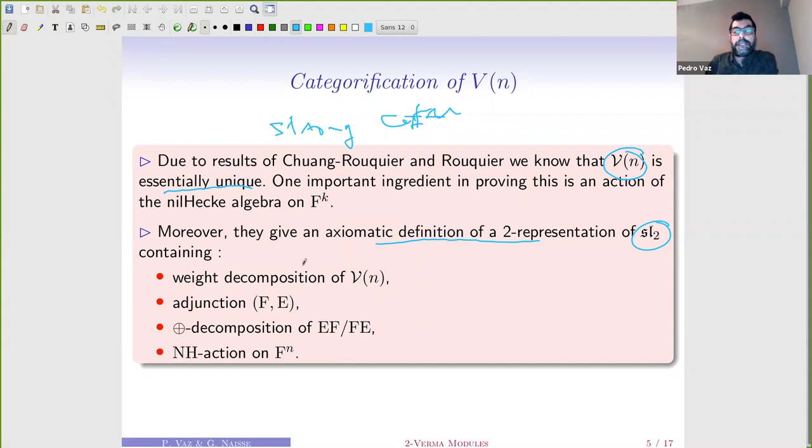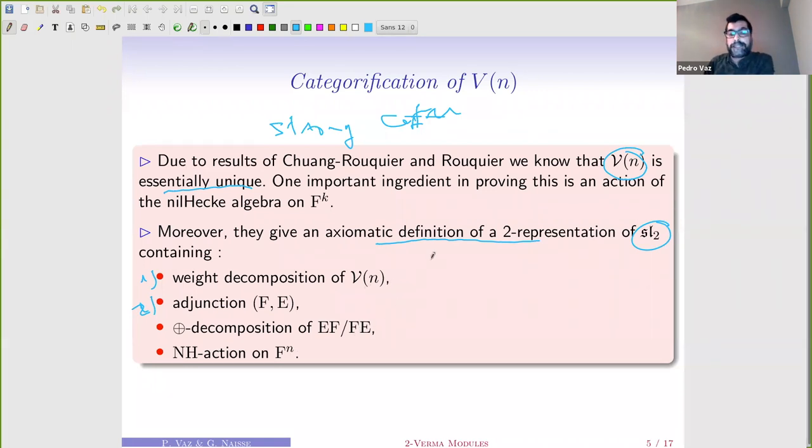For example, weight decomposition, so we sum over all weights, F and E. We have an adjunction between the functor F and the functor E. We have a direct sum decomposition, so this is just the commutator. And we have an NH action on F^n. I will explain a bit more about this algebra later, but it's an algebra that acts on powers of functor F or functor E, which is similar. That is very important in proving that this action is essentially unique, and it allows you to control, in some sense, the higher structure of this categorification.